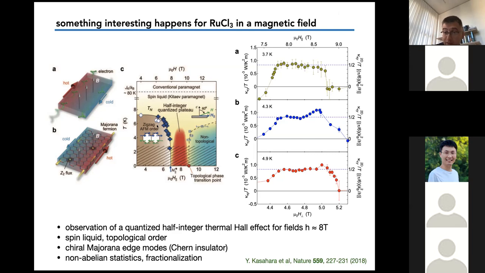So if this is confirmed and true and generally accepted, this would mean that you have a spin liquid. This would be a proof of it. This would be proof of topological order. This would be proof of chiral Majorana edge modes. And this would be proof of non-abelian statistics and fractionalization. So it would prove a lot of paradigms of current condensed matter physics all at once. So hence the interest in this material.